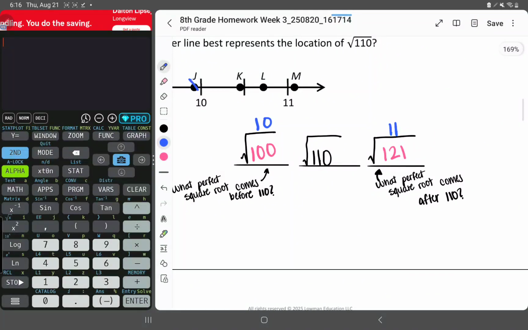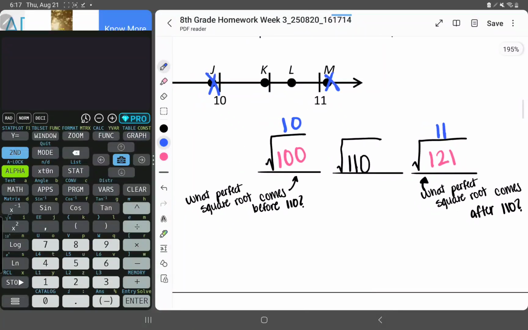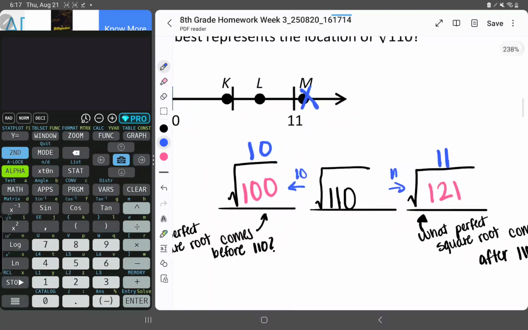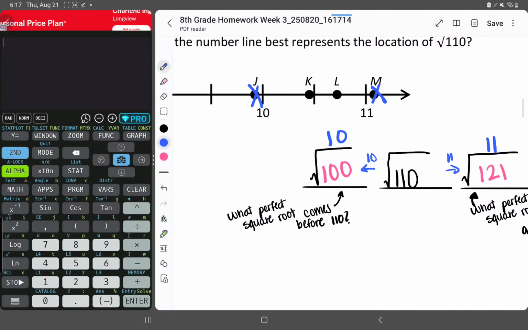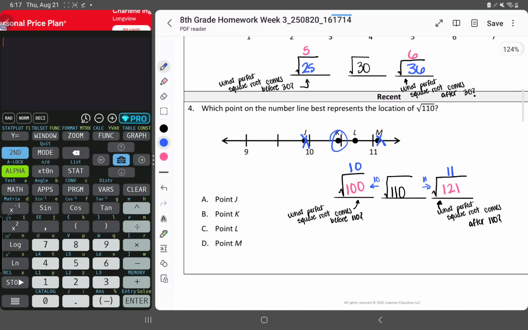So it wouldn't be what comes before 10, and it would not be what comes after 11. So now we look and we want to see if it's closer to 11 or closer to 10. Well, when we look, it is 10 away from 100, and it's 11 away from 121. So that means it is closer to the 100, it's closer to the 10 than it is to the 11. So it would be K.